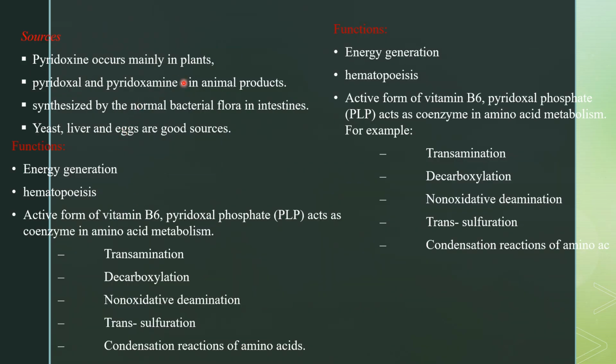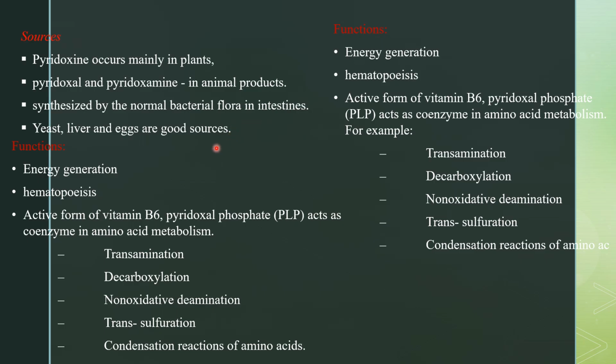Pyridoxine occurs mainly in plants, while pyridoxal and pyridoxamine occur in animal products. They are synthesized by the normal bacterial flora in the intestine as well. And yeast, liver, and eggs are also very good sources.